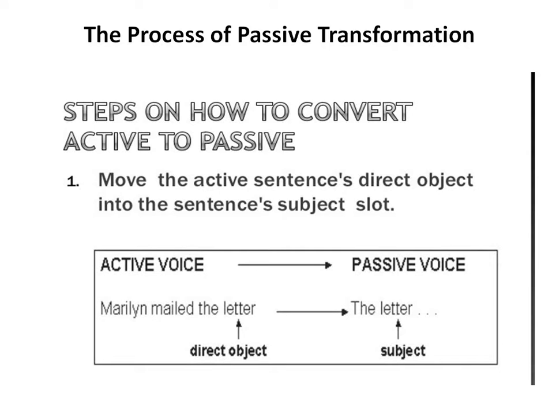Here it is to be noted that there may be many sentences in which there are a direct object and an indirect object together. So we need to take the direct object to the place of the subject. Only the direct object can come onto the place of the subject. So Marilyn or Ali mailed the letter. The letter is the object, and we have placed it in the subject slot. This is the first general step.